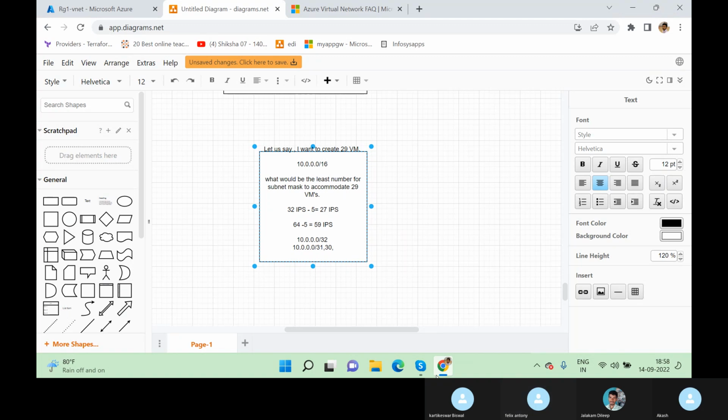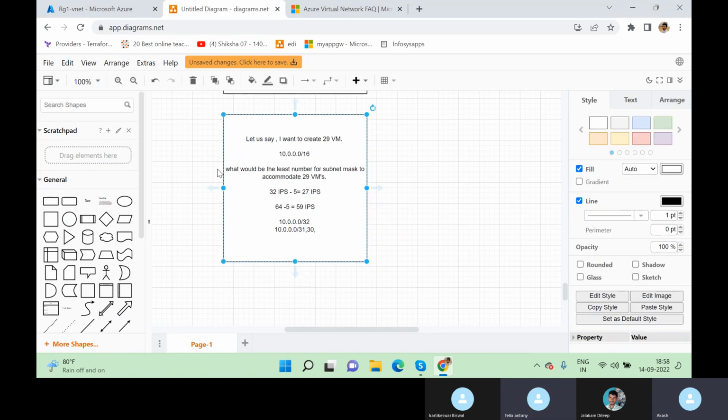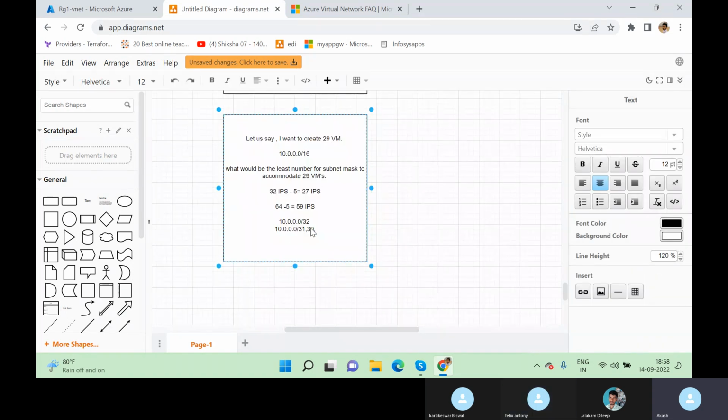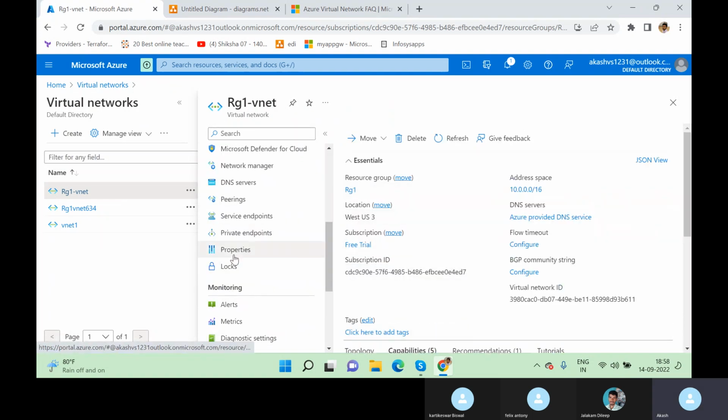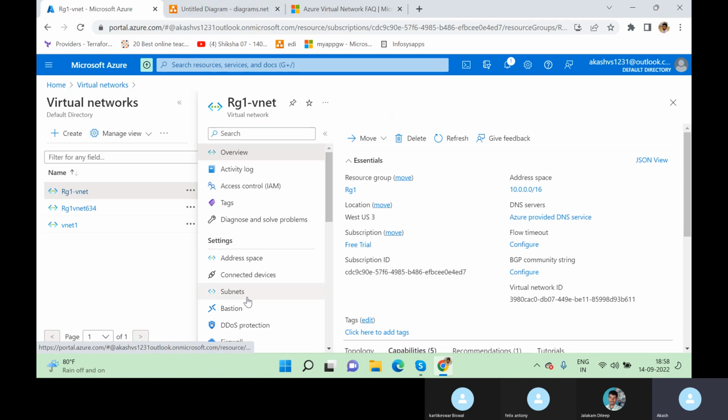29 means 2 power 3, which is equal to 8. 8 minus 5, you can get 3 IPs. From /29 onwards, you can create on Azure, since you have that restriction for reservation of IPs in each subnet. Also remember this. The next concept we are going to discuss is peering.